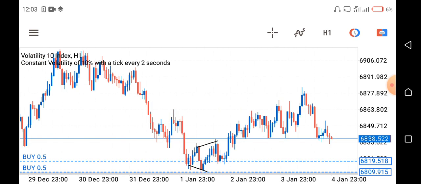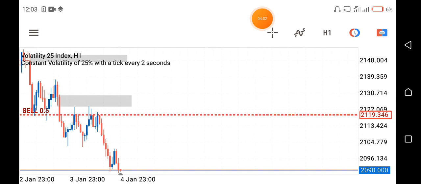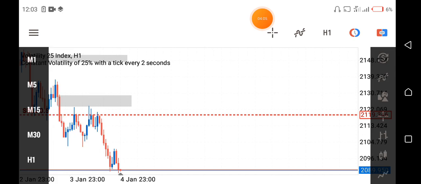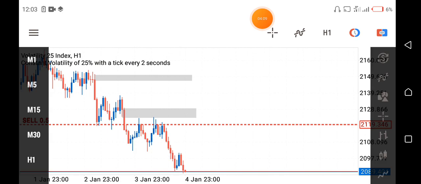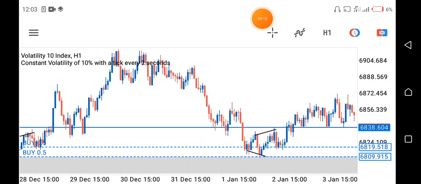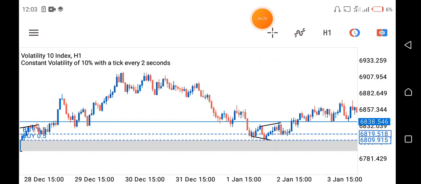I have this same setup on volatility 25. So first of all, the order block. Don't forget we had an order block. First of all, I spotted the order block. I'm back on volatility 10 now.